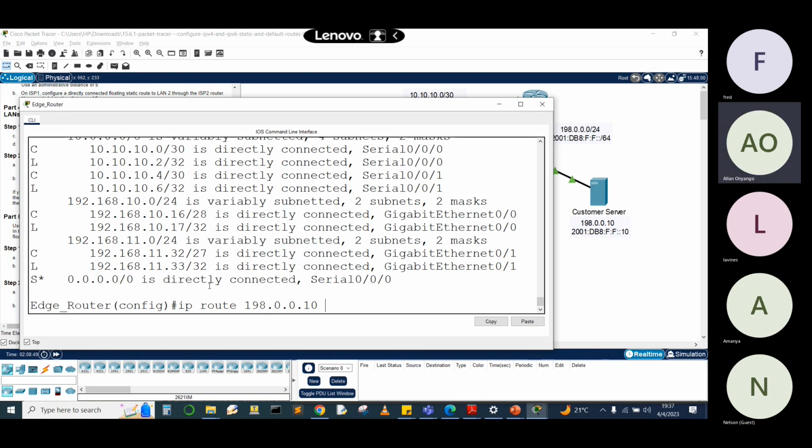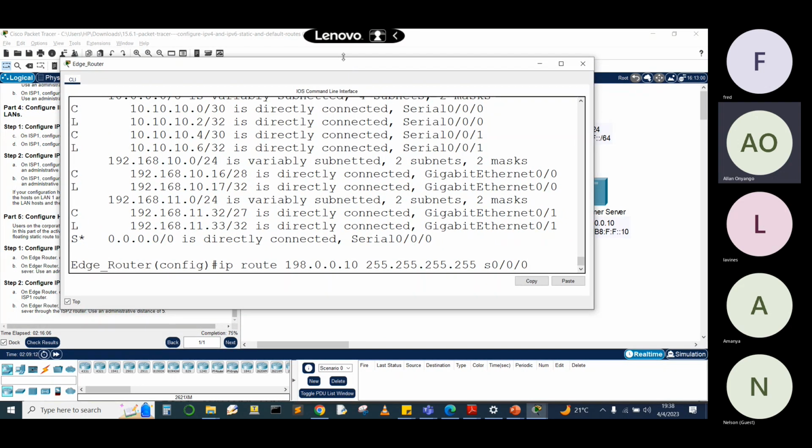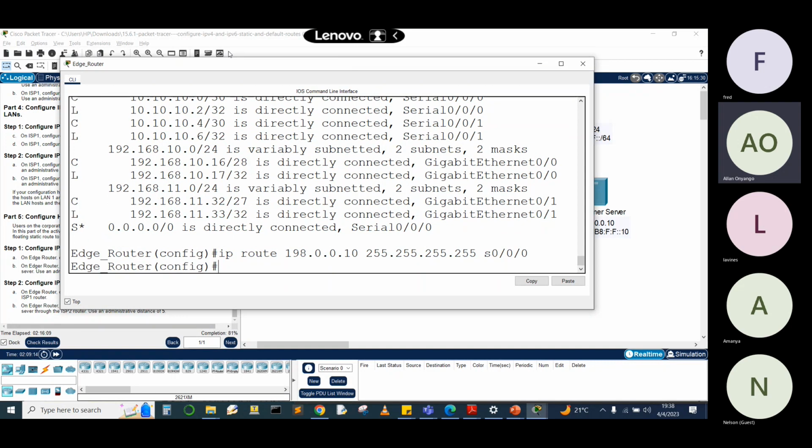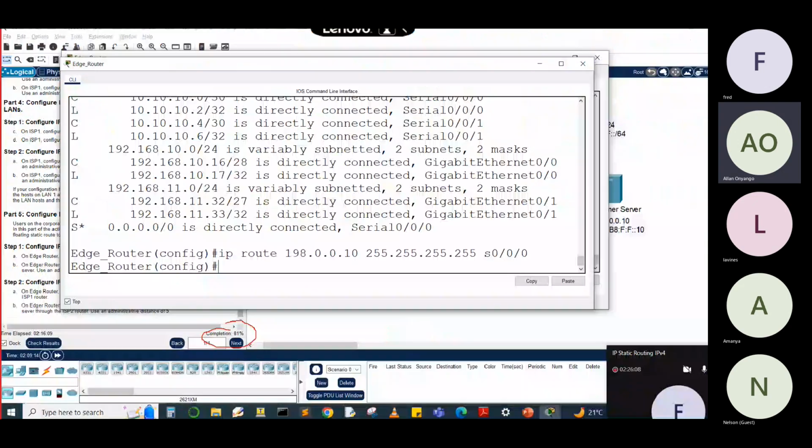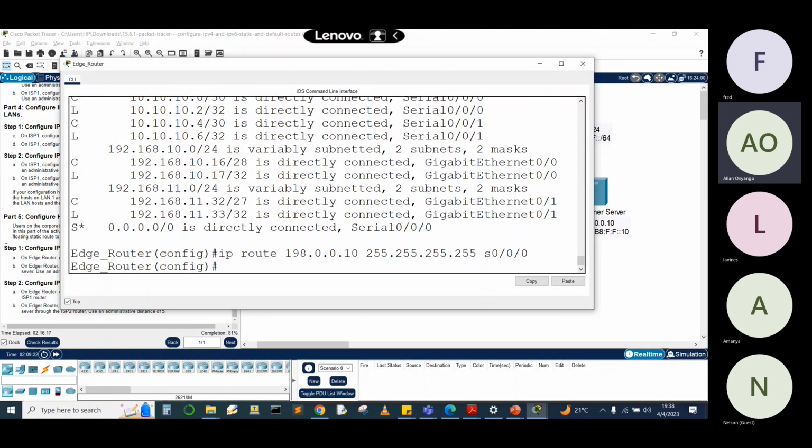198.0.0.10. The subnet mask that we're going to use is the total subnet mask, 255.255.255.255. That is the host route for our address. Once we do that, since it's directly connected, it's going to put S0/0/0. That is passing through ISP1. We already saw that. I need to press enter and see my marks adding up. And there we go, from 75 we're at 81. We were not given all the information, but we have used what is called intuition to be able to do that.